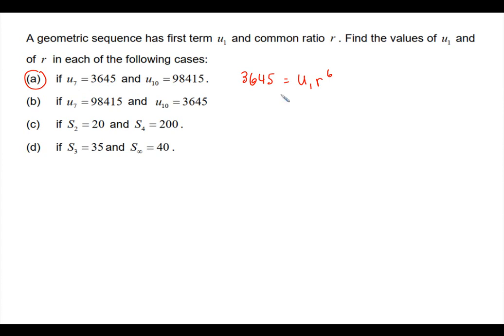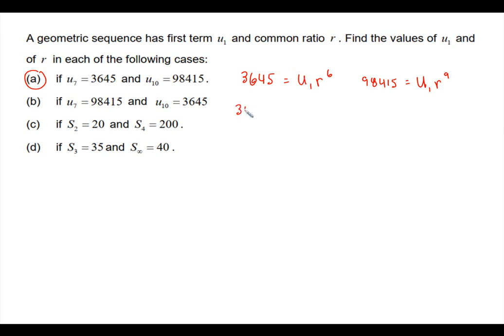And then also, this is the 10th term, so we would have 98,415 equal to the first term times r to the n minus 1, so if n is 10, you would have 9 here. So basically, this is very common when it comes to sequence and series problems, where they give you two equations and you need to solve for a variable and then substitute. So typically what we want to do here is solve for u sub 1 over here.